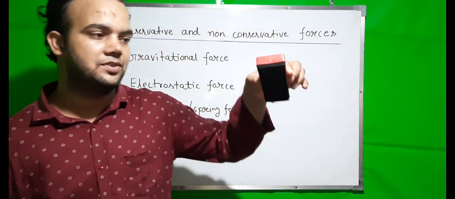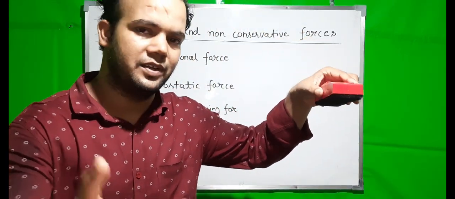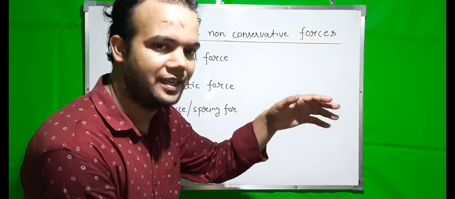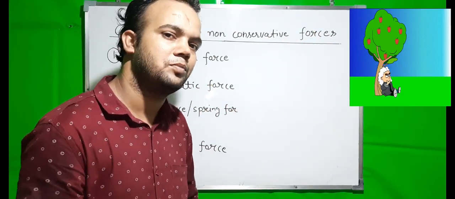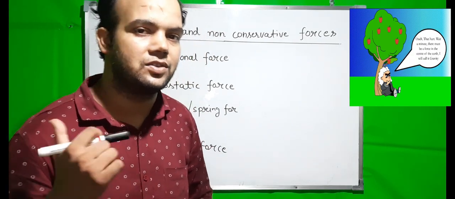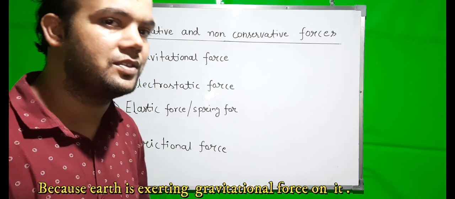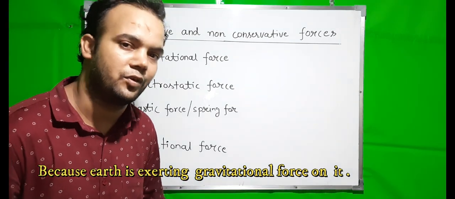If I drop this duster, it will move in the downward direction. It is a very common question. Why is it moving in the downward direction? Why is it not moving in the upward direction? Why is it not moving in the left direction or right direction? What is the answer to this question? Why is it moving in the downward direction?